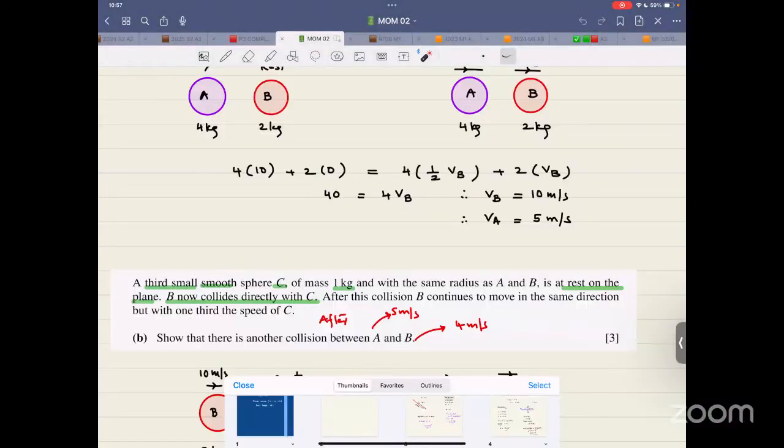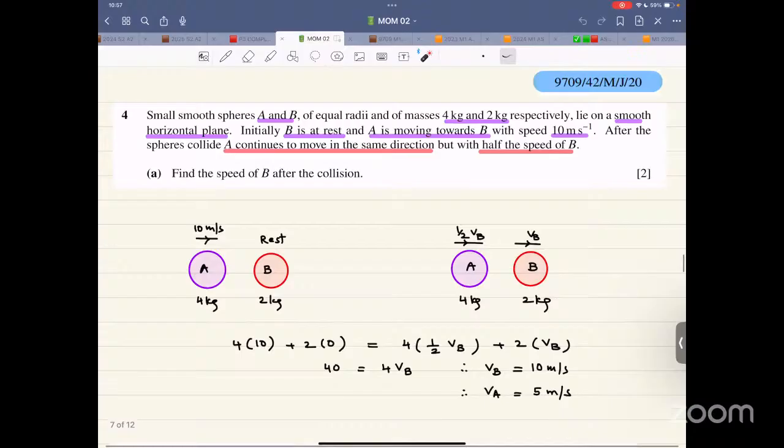Okay, let me start off with a simple thing. It says small smooth spheres A and B of equal radii, of masses 4 kg and 2 kg, lie on a smooth horizontal plane. Initially, B is at rest. A is moving towards B with a speed of 10.